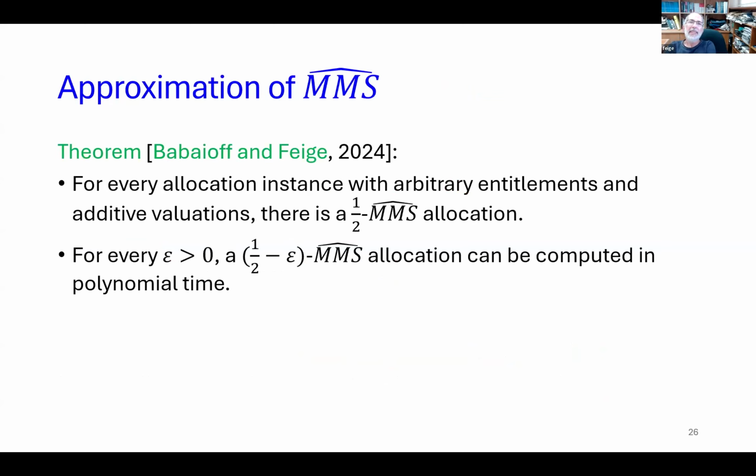The interesting thing is that for every allocation instance with arbitrary entitlements and additive valuations, there is indeed a half-MMS-hat allocation. What we can prove is an existential result, that such an allocation exists. And if you want a polynomial time algorithm to compute such an allocation, you can approximate it. You can get half minus epsilon of MMS hat and compute it in polynomial time. This is quite interesting because for MMS, we don't know what the best approximation ratio is, but for MMS hat, we do.